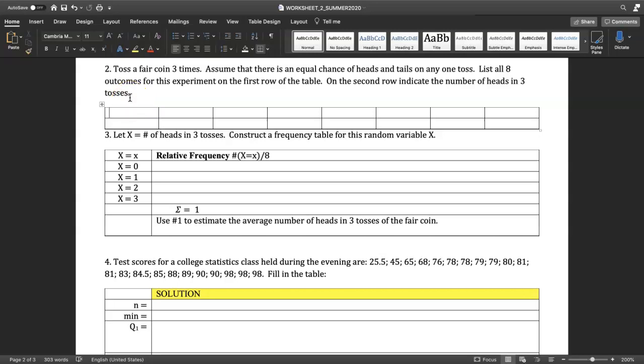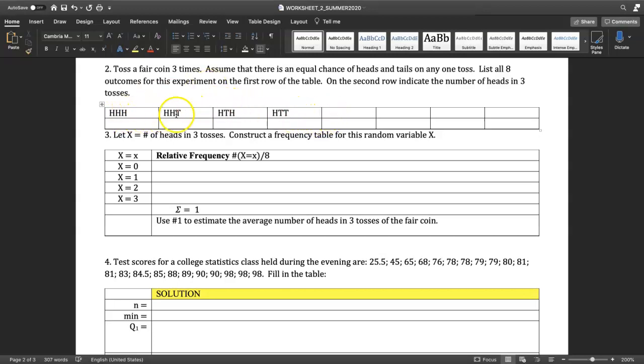Okay, so let's suppose we get 3 heads on 3 tosses. So that sequence is H, H, H. Or we can get heads on the first 2 tosses followed by tails on the third toss, a heads followed by a tails followed by another heads. Or we can get a heads followed by 2 tails.